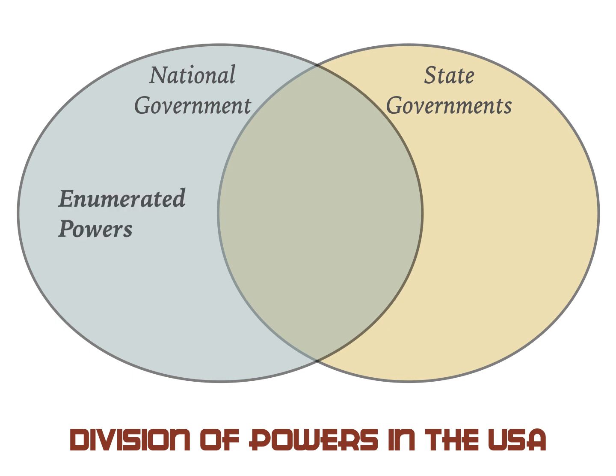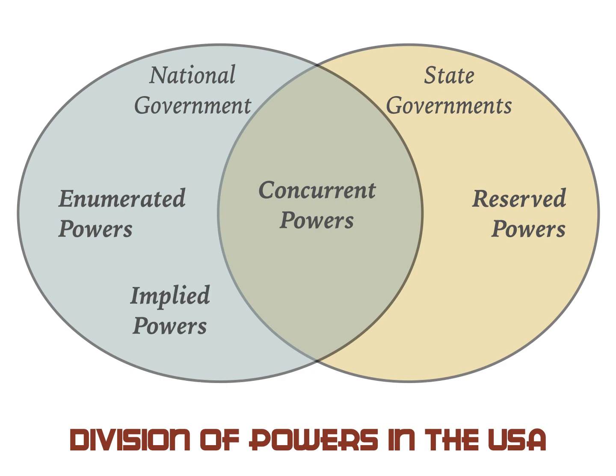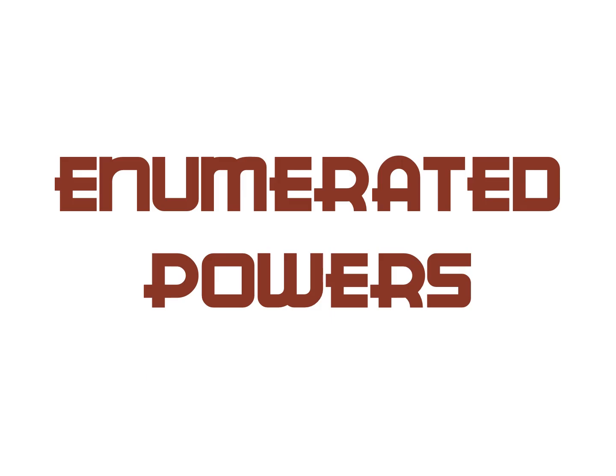So you've got enumerated powers, which belong to the national government or the federal government. Reserved powers belong to the state governments. Now you also have that overlap. Those are concurrent powers, powers that belong to both. And then you have your 4th type of power, implied powers, and those belong to the national government. All right, so you see how these break down? Now let's look at what they are specifically. We'll start with the enumerated powers.